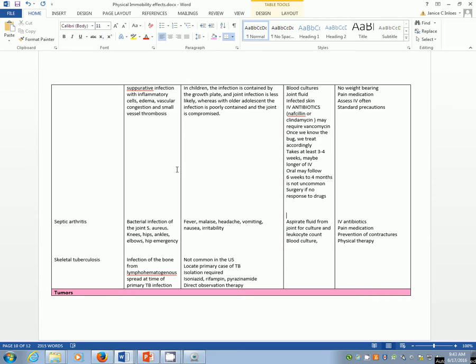What we're going to do is aspirate the fluid from the joint for cultures. We're also going to do leukocyte counts and a blood culture. We'll treat it with IV antibiotics, pain medication, again try to prevent contractures by positioning and splints, and then we're going to start physical therapy. We're not going to start the physical therapy until we can actually get the infection in control.